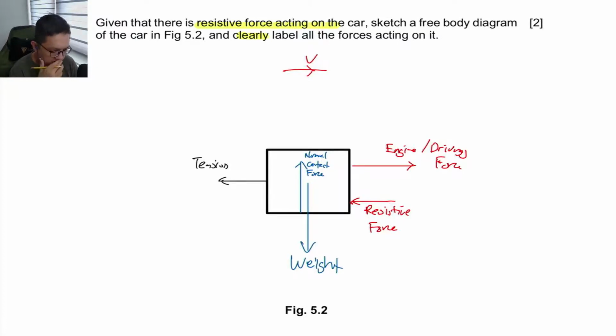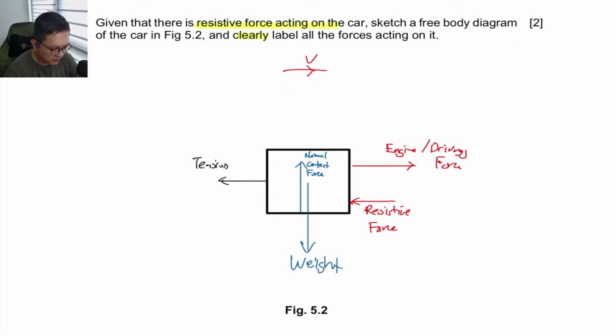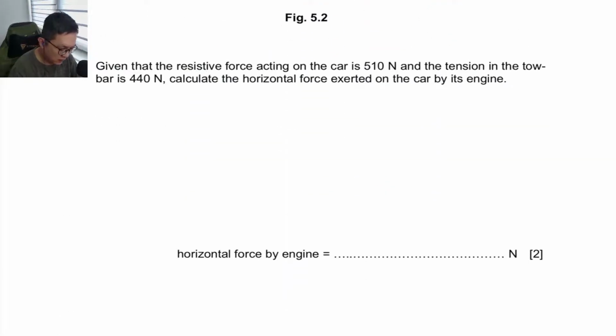Okay, going up. Okay, so given that the resistive force acting on the car is 510 newtons and the tension is 440 newtons, calculate the horizontal force exerted on the car by its engine. Okay, you can refer to the free body diagram, but I'm just going to draw a quick one here again. So let's just sketch this out. We're going to have driving force, let's call it FD, and then we have also resistive force, let's call it R, and then we have tension this way.